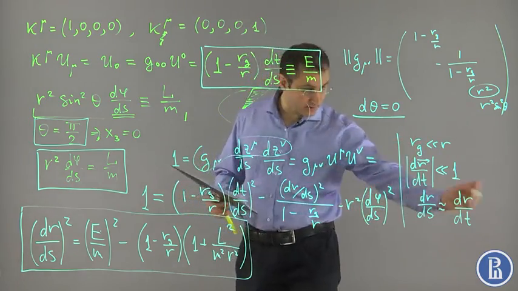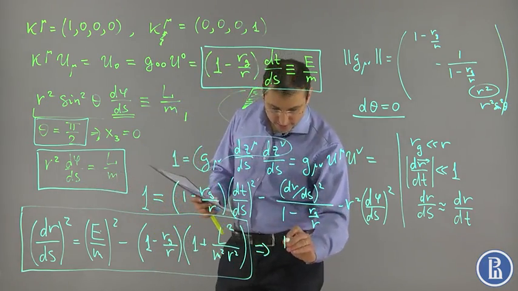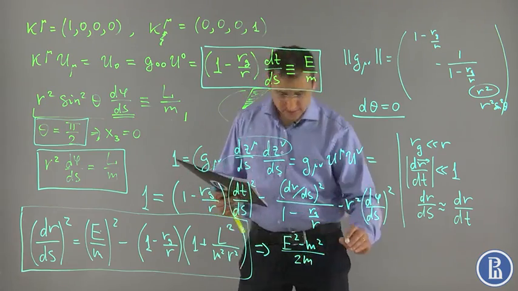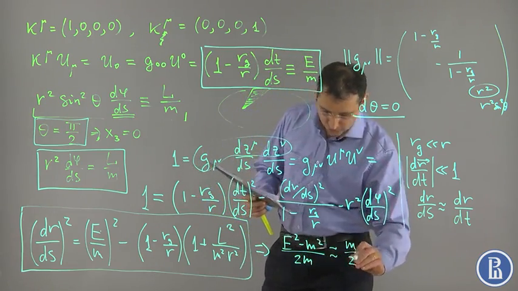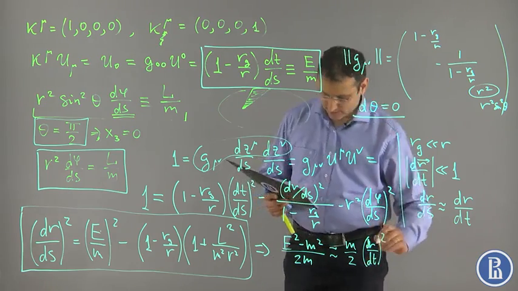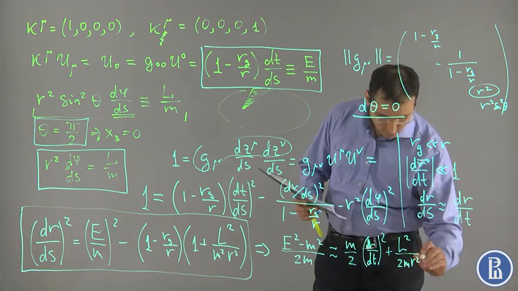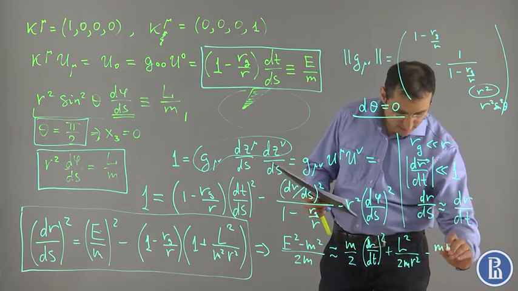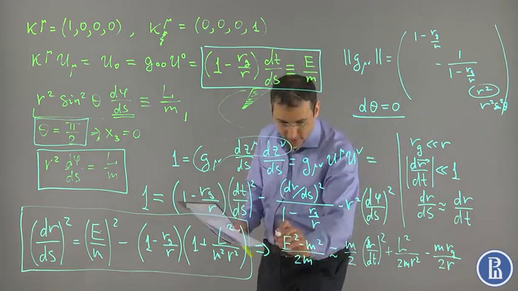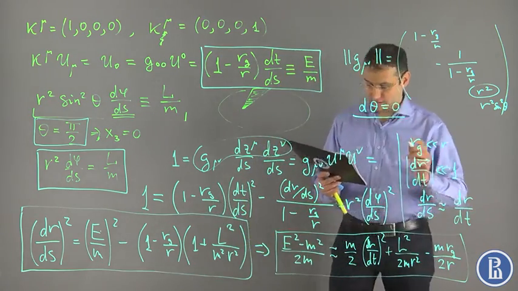As a result, if we take this limit in this expression, we obtain the following equation: (E squared minus m squared) divided by 2m is approximately equal to (m over 2) (dr over dt) squared plus L squared divided by 2m r squared minus m rg divided by 2r. So let us look more closely at this equation.